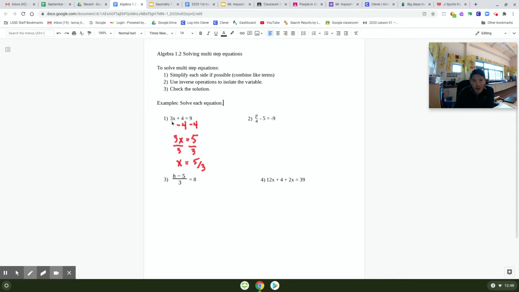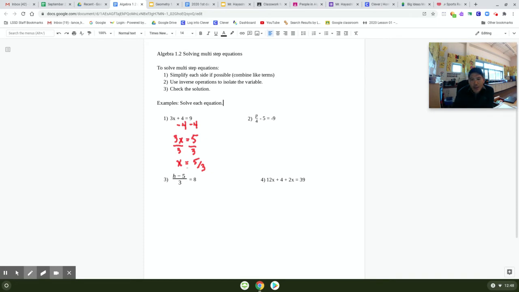x is being multiplied by 3. 3 times 5/3 is 15/3, or 5. And then 5 plus 4 is 9. So 5/3 checks. It might be a little bit more difficult if you made that a decimal, and then you probably have to use your calculator when you multiply 1.6 repeating by 3. Okay, so that's why I'm leaving it as an improper fraction here.